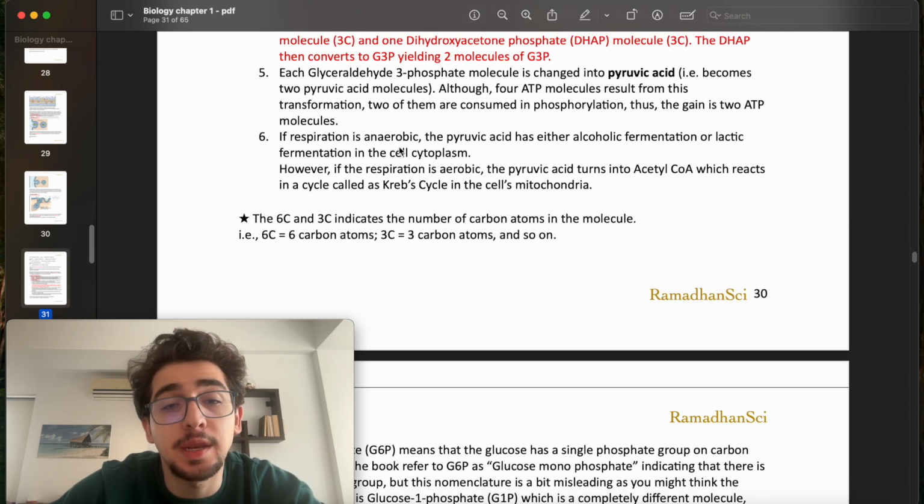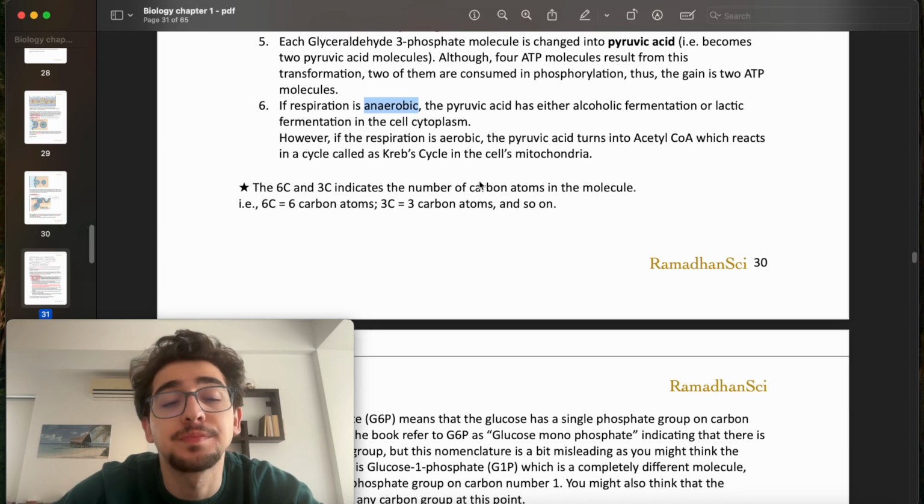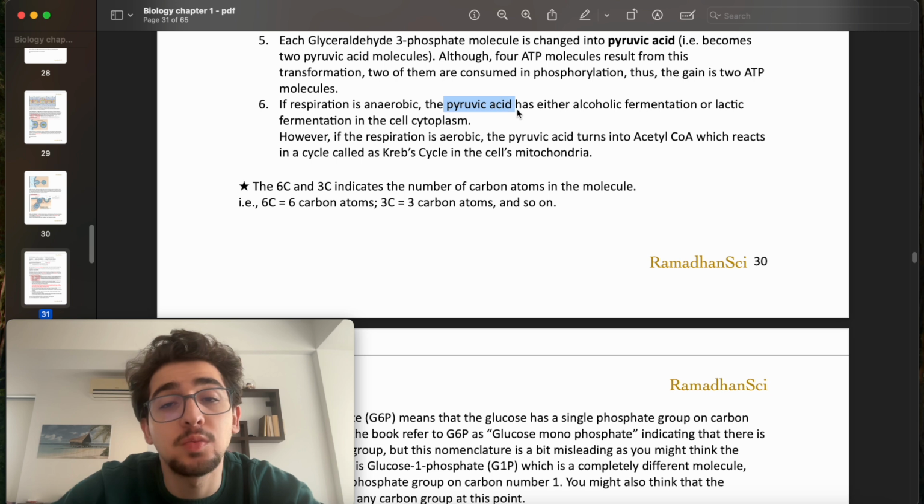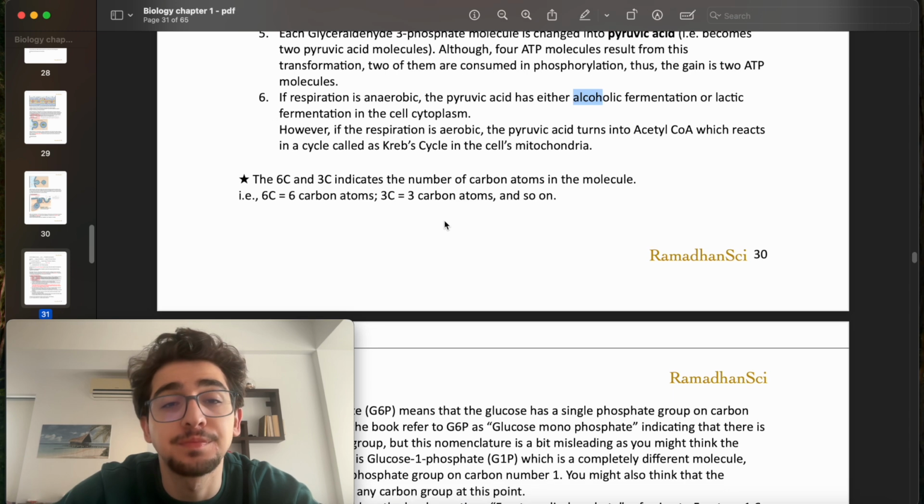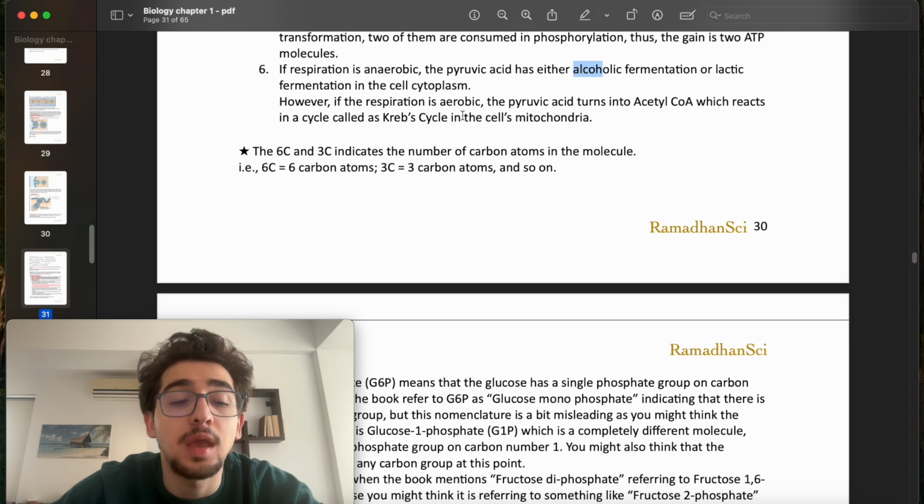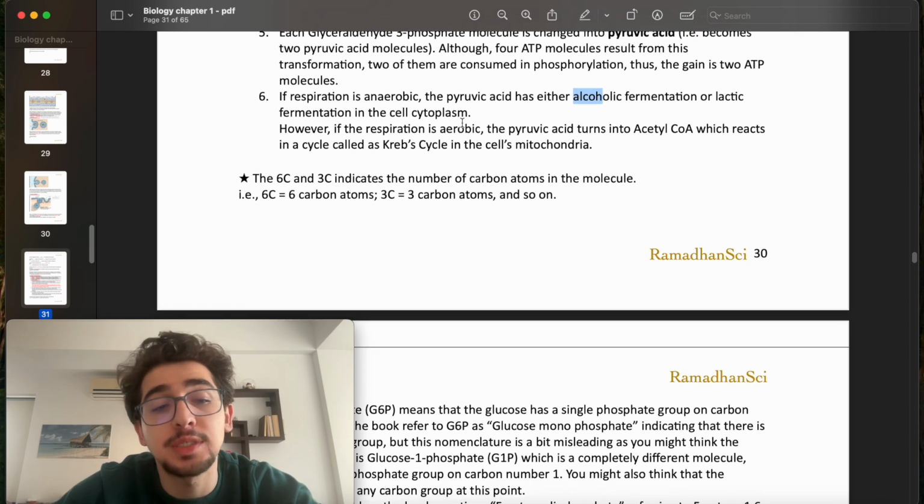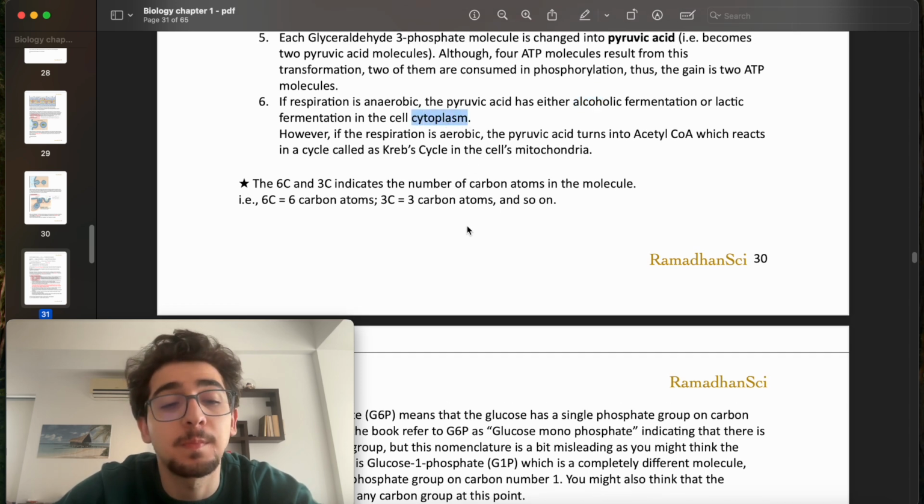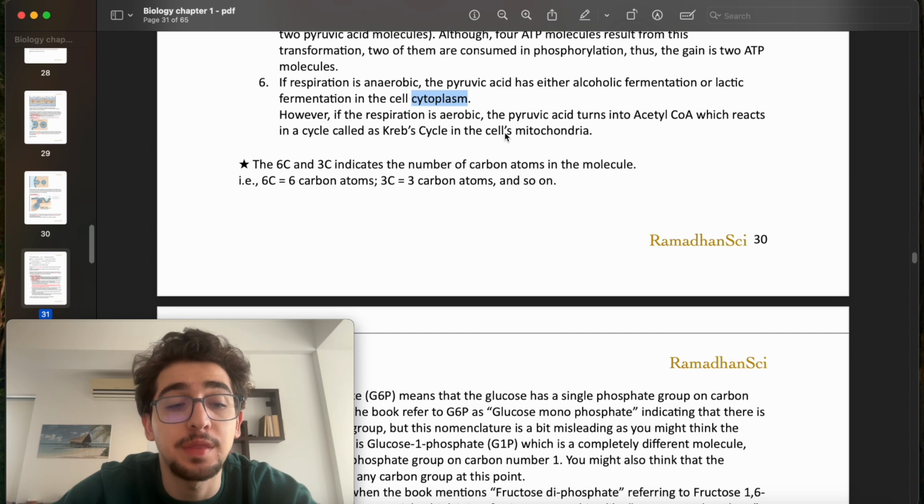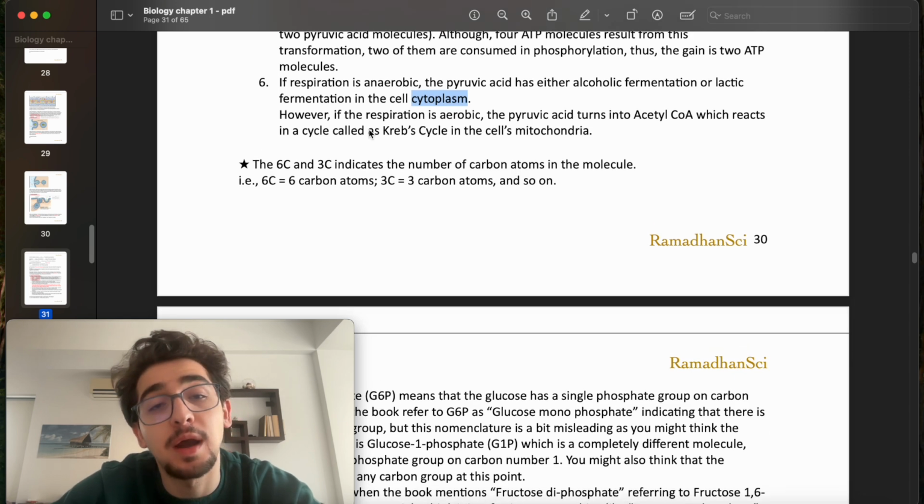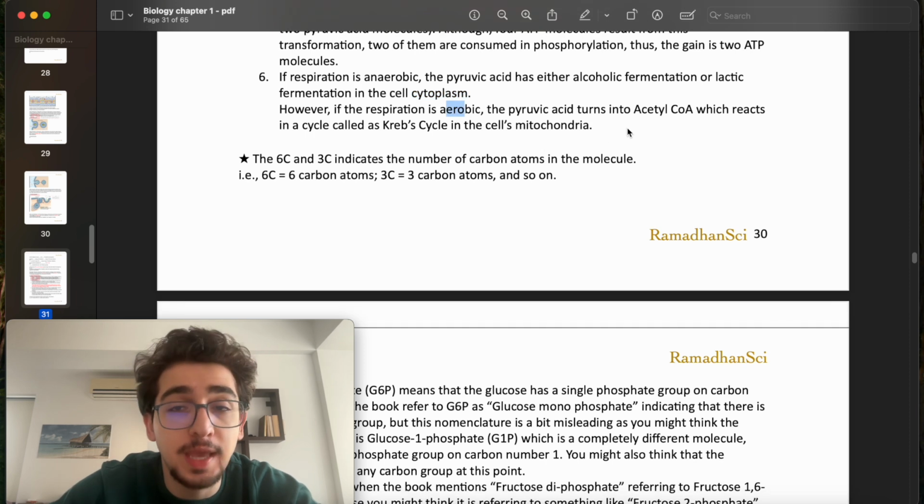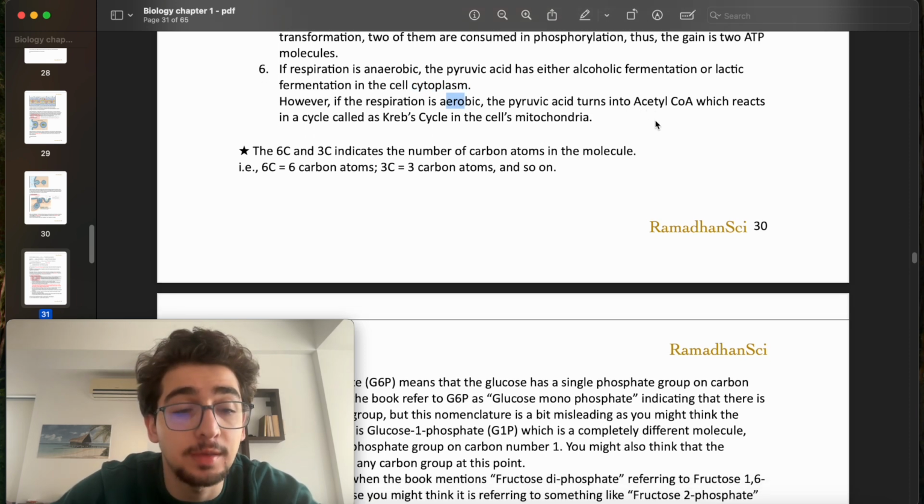If respiration is anaerobic, anaerobic means there's no oxygen, the pyruvic acid will go into fermentation. We have 2 fermentations, either alcoholic or lactic acid fermentation. And remember that fermentation takes place in the cytoplasm. Any fermentation takes place in the cytoplasm. But if the respiration is aerobic, meaning oxygen is present, the pyruvic acid will turn into acetyl coenzyme A.